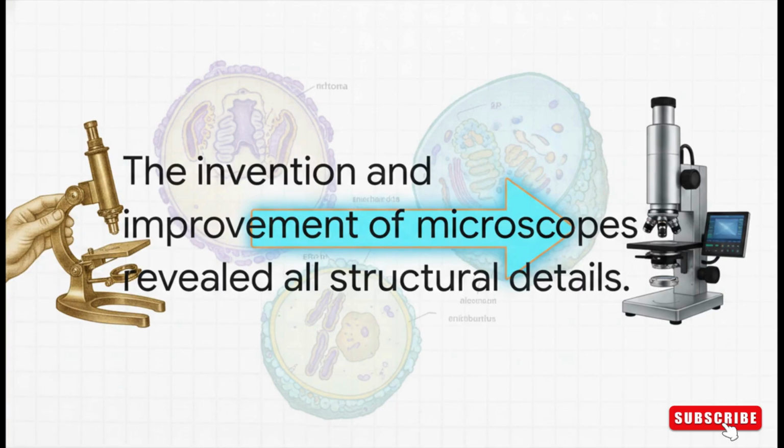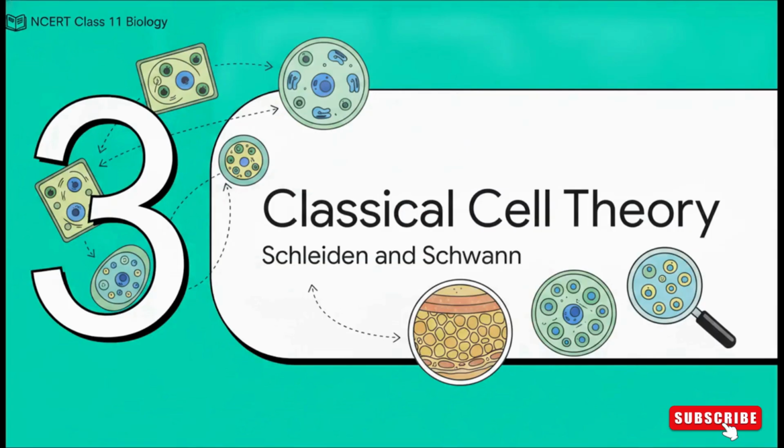It was the invention of the microscope and its continuous improvement, eventually leading to the incredibly powerful electron microscope, that finally revealed all those intricate structural details of the cell. Without this physico-chemical approach to biology, the microscopic world would have just remained a complete mystery to us. Which brings us to Section 3, the Classical Cell Theory.